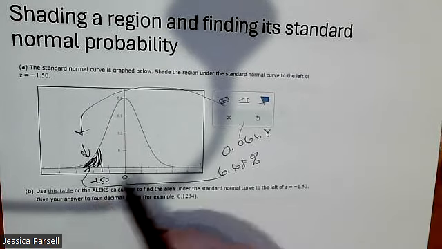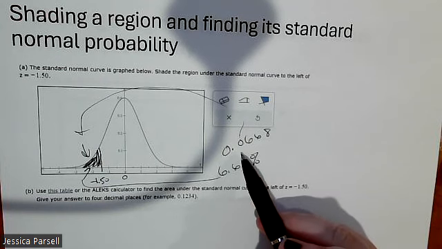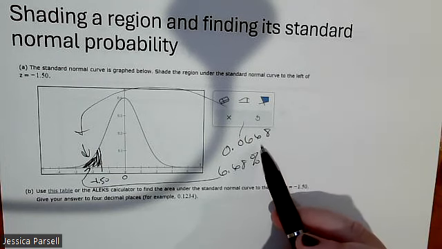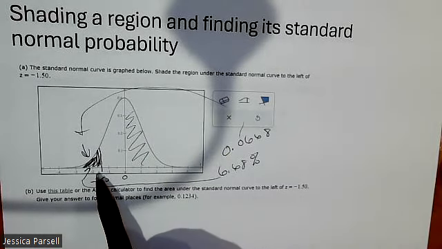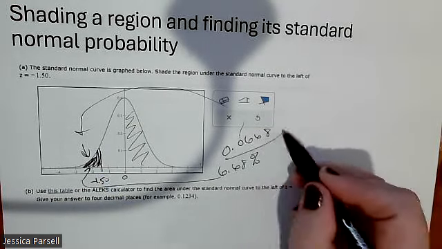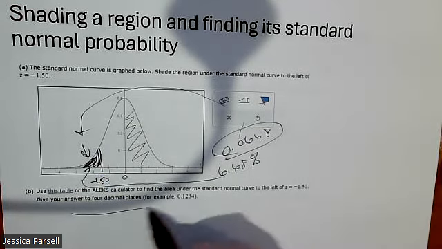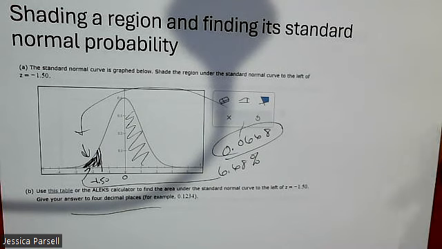So that makes sense. If this was like 56%, you would think to yourself, that can't be right because half of this is 50%. Well, this is less than half, much less than half. So they're looking for 0.0668. Make sure you go out 4 decimal places.